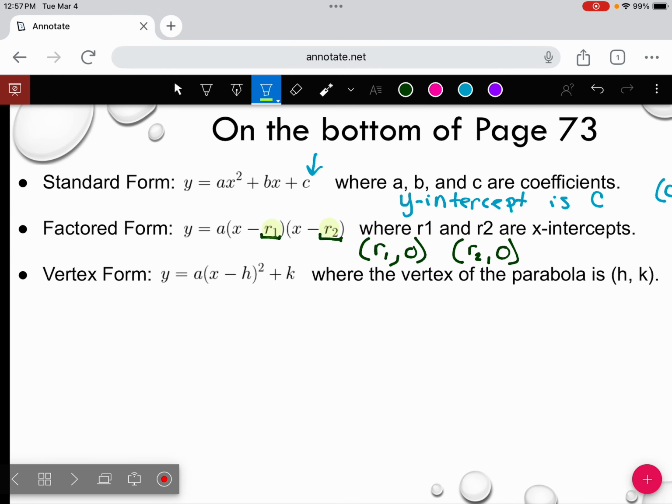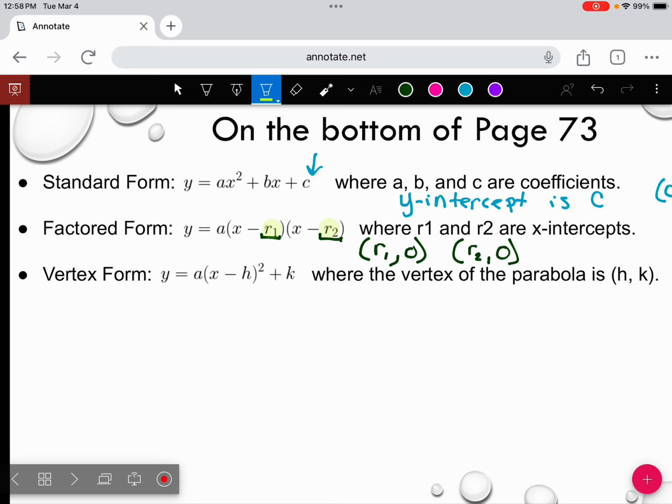And the last form we have is our vertex form, which tells us the vertex. That's y equals a(x minus h) squared plus k. And we have our vertex. Is it h comma k?